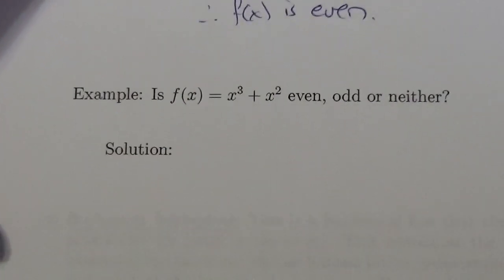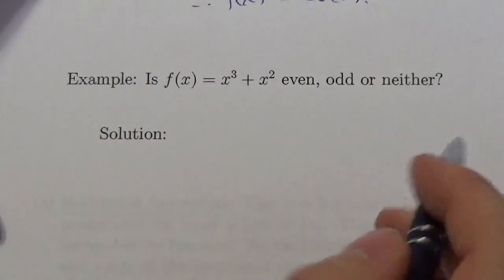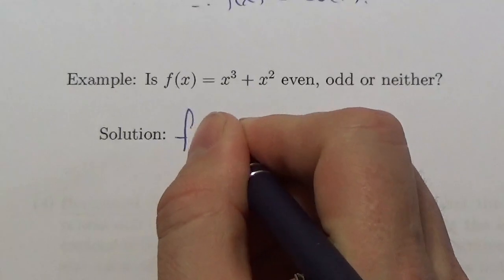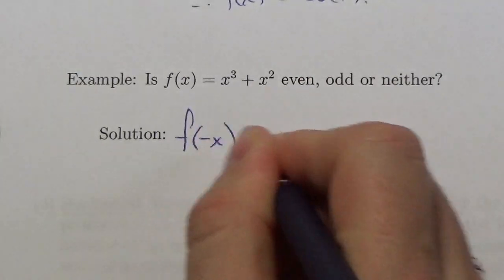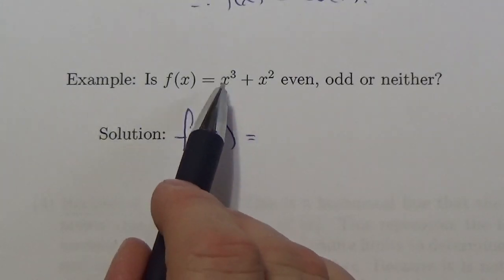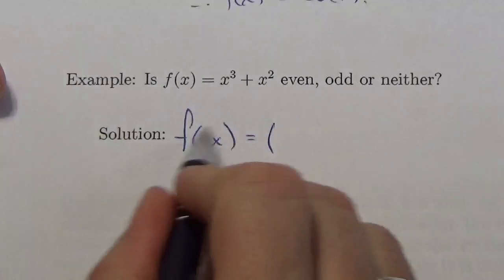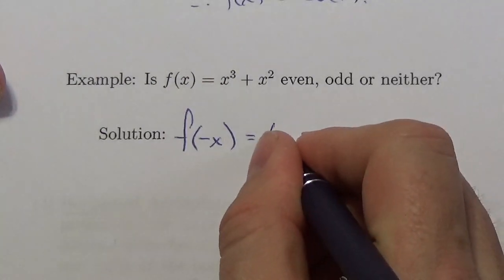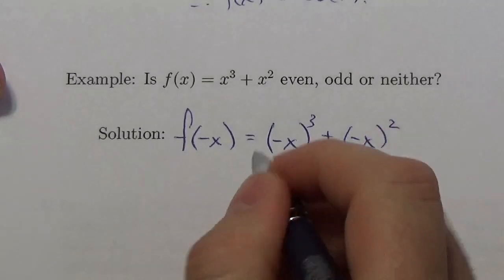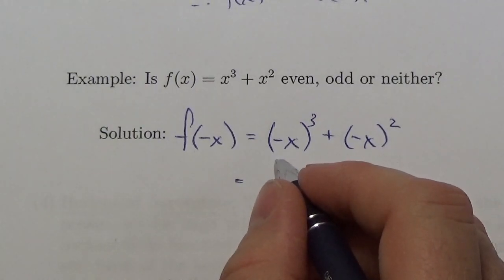Now let's take a look at the next one here. My next example is f of x equal to x cubed plus x squared, even, odd, or neither. And again, to check that I do the same thing, I'm going to take x in the expression here and replace it with negative x. And again, bear in mind that in my function, the first term has me cubing the independent variable, and the second term has me squaring the independent variable. And now, in my function notation, that's supposed to be negative x, so negative x cubed plus negative x squared.